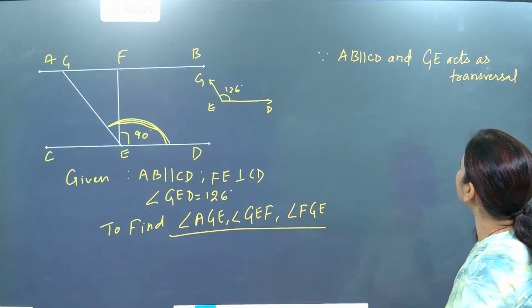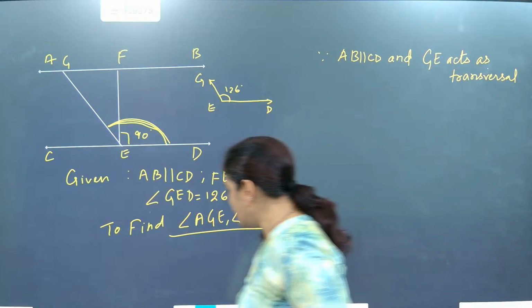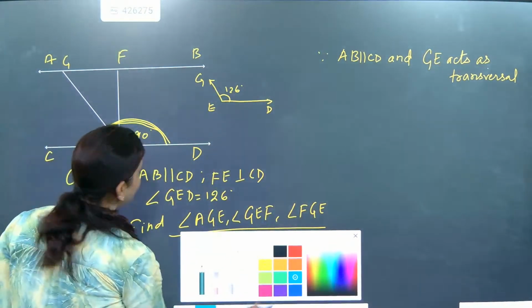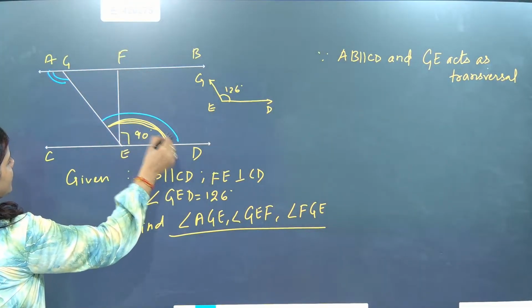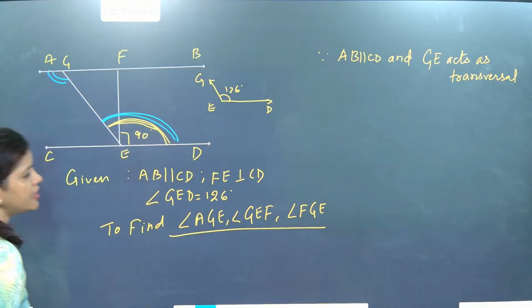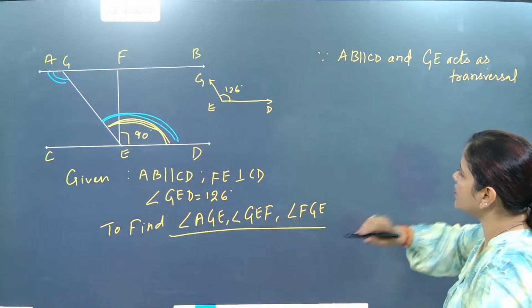So once it is acting as transversal, what will happen? Alternate interior angles. Which two angles will become alternate interior angles? This angle and this angle will become alternate interior angles. So we need not do anything here. Just write this one now.